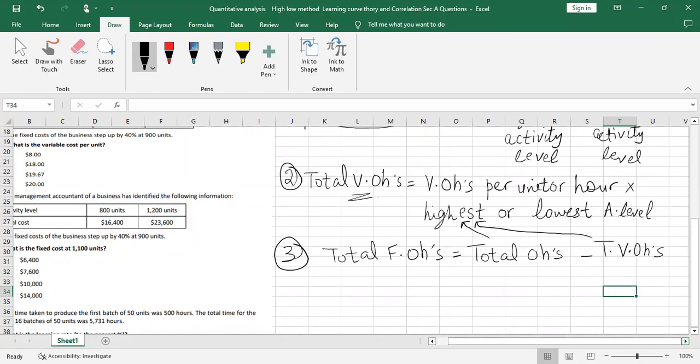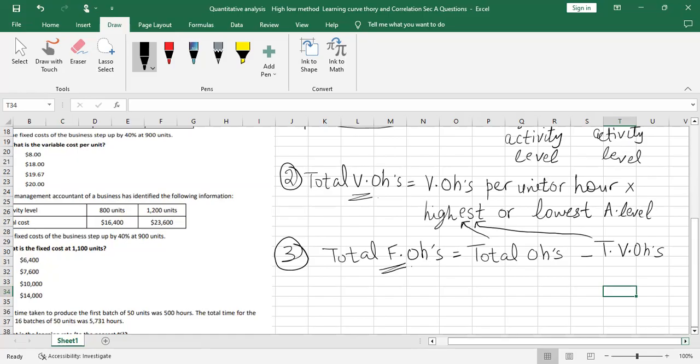Similarly, if you use total overheads for the lowest activity level, then you will deduct total variable overheads of the lowest activity level. In the third step, you need to take care that you will use the total overheads of the relevant activity level and total variable overheads of the relevant activity level. But remember one thing, what is this total fixed cost?